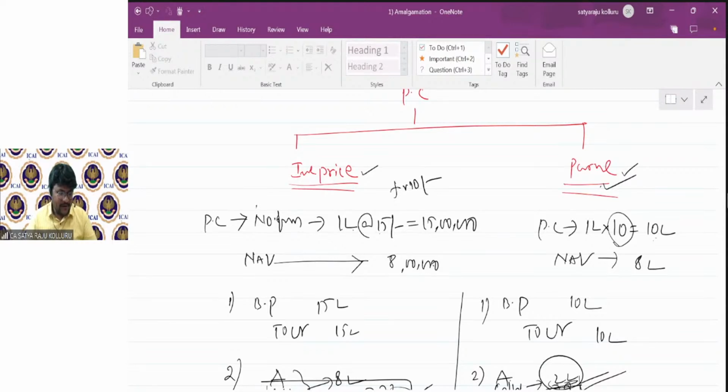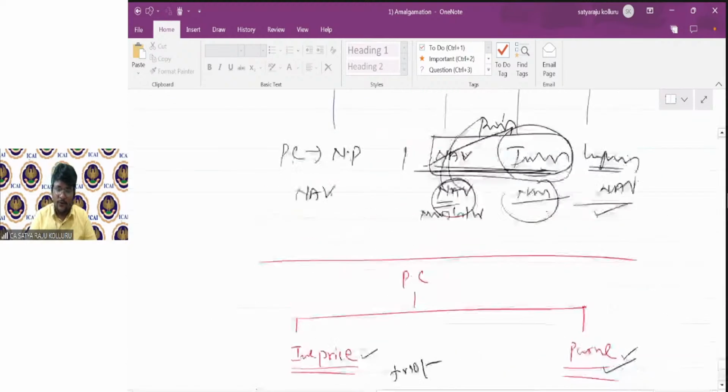Manisha is asking one doubt. Sir, where will the amalgamation adjustment account be shown? Manisha, you need to follow my flow. I already told you.